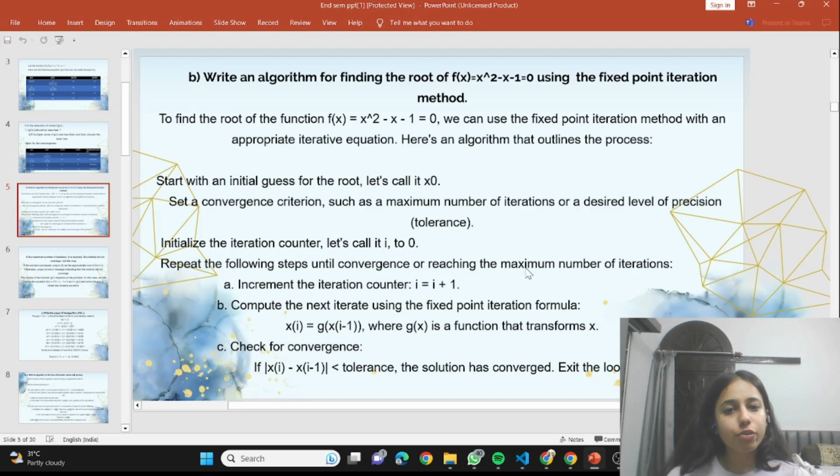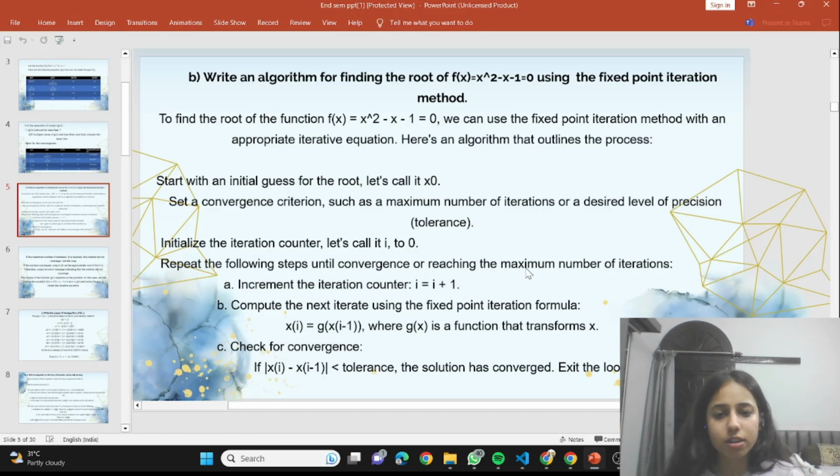Write an algorithm for finding the root of f(x) is equal to x square minus x minus 1 using the fixed point iteration method. To find the root of the function f(x) is equal to x square minus x minus 1 equal to 0, we can use the fixed point iteration method with an appropriate iterative equation. Here is an algorithm that outlines the process. Start with an initial guess for the root, let's call it x0. Set a convergence criteria such as maximum number of iterations or a desired level of precision. Initialize the iteration counter, let's call it I, to 0.